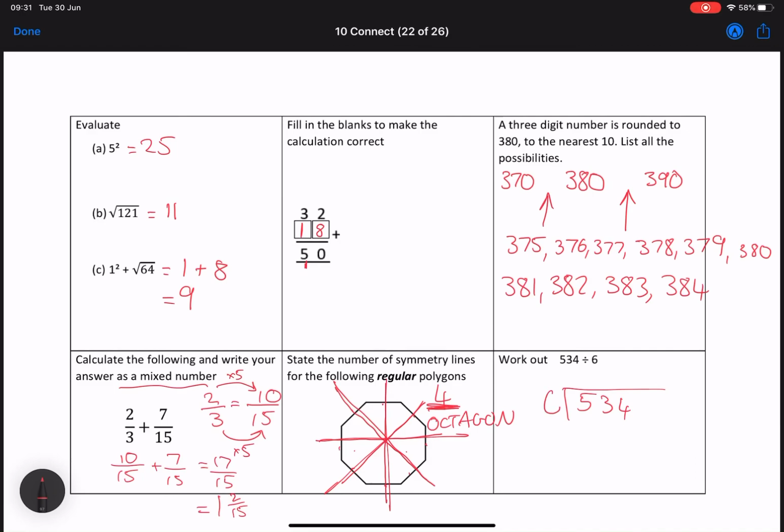534 divided by 6. 6's into 5 don't go, so I do 6's into 53. Well, 6 times 8 is 48, so then I've got 5 left over. 6's into 54 go exactly 9 times, so my answer is 89.